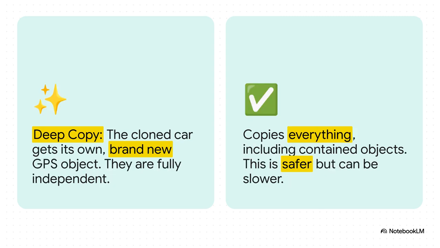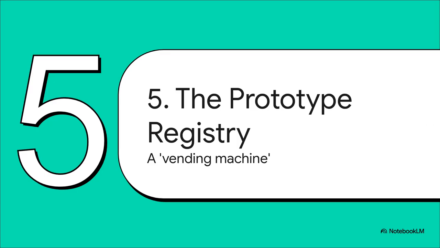Now, a deep copy. This is usually what you actually want. When you deep copy car A, you don't just get a new car B. That car B also gets its own brand spanking new GPS B object. Everything, all the way down, gets duplicated. The 2 cars are now completely and totally independent, just like our Excel cells were. It's safer, it's more predictable, and while it might be a tiny bit slower, it saves you a world of headaches. So if you're going to have all these cool prototype objects, where do you keep them?